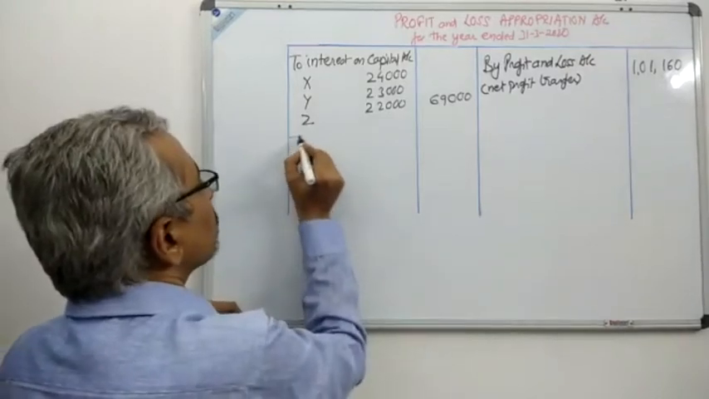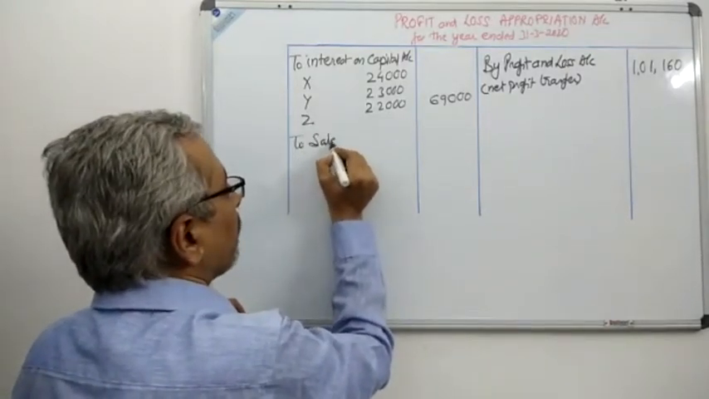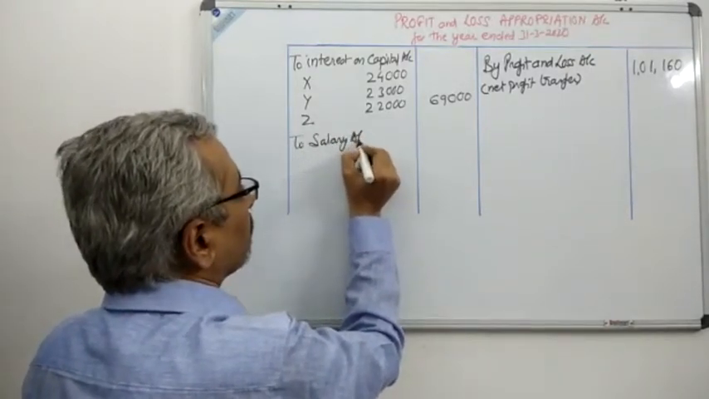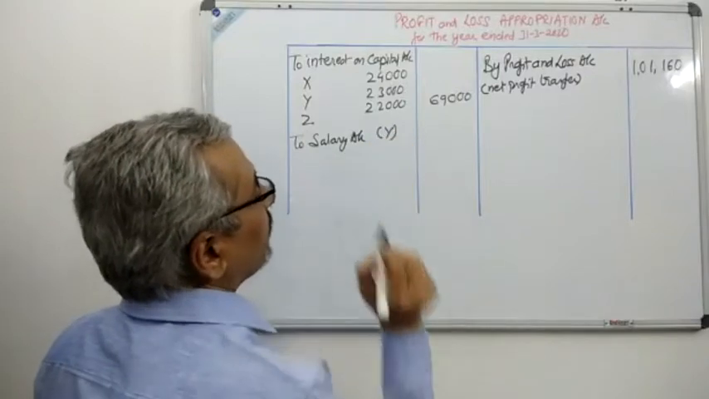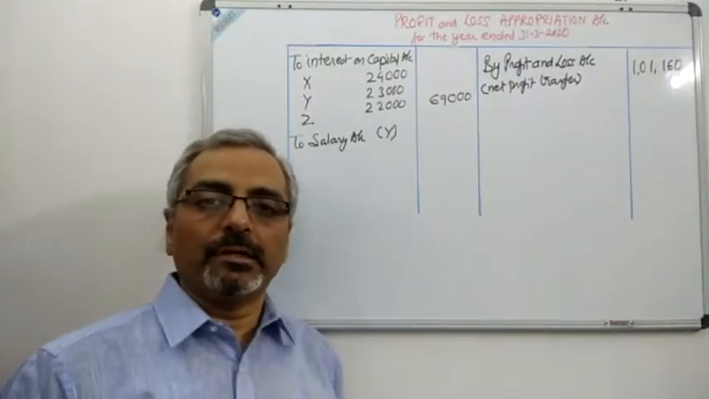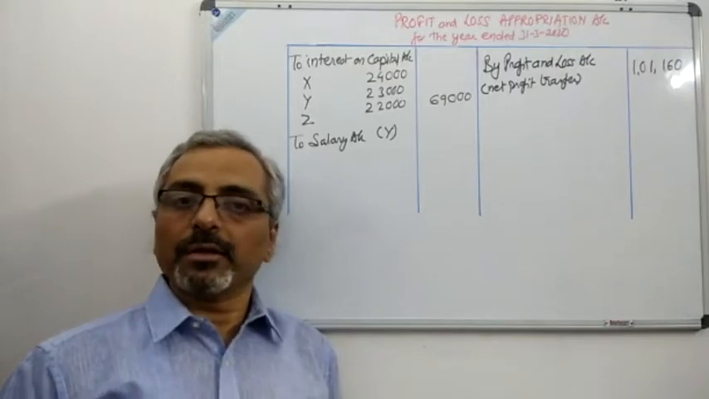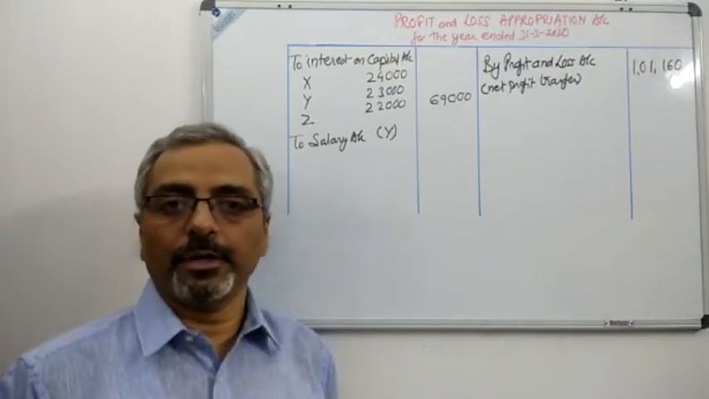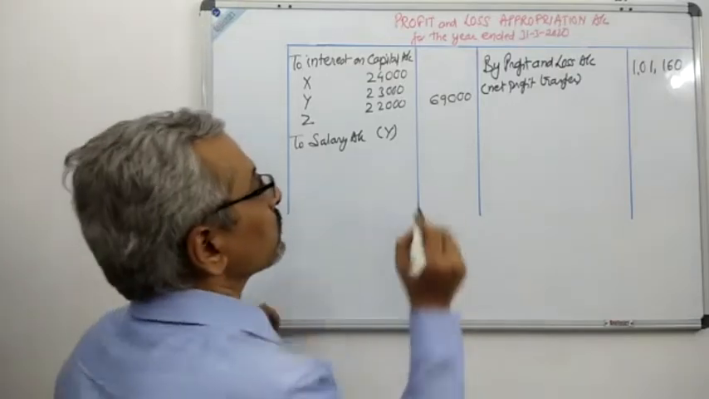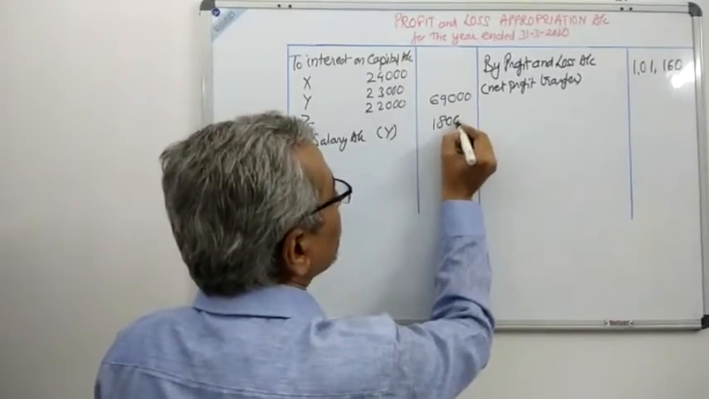Now we also have a salary given to one of the partners, that is Y, and he has been given a monthly salary of 1,500. That means a total salary of 18,000. 1,500 into 12 is 18,000. So the salary over here is 18,000.